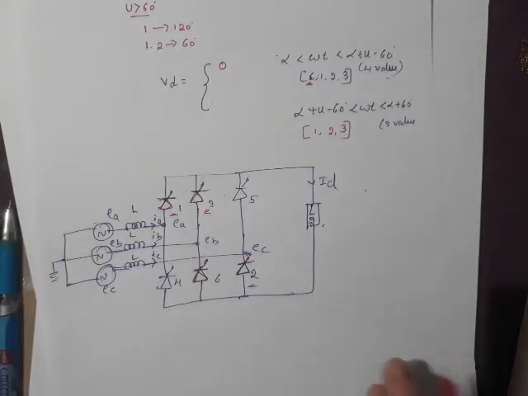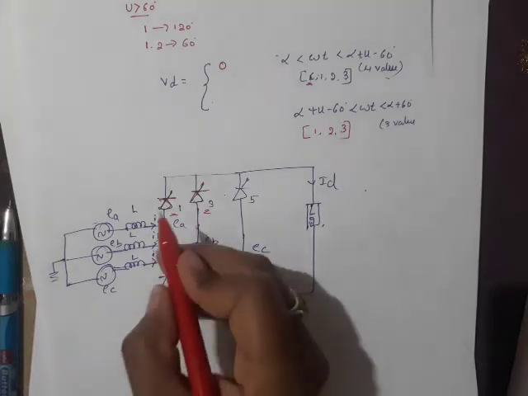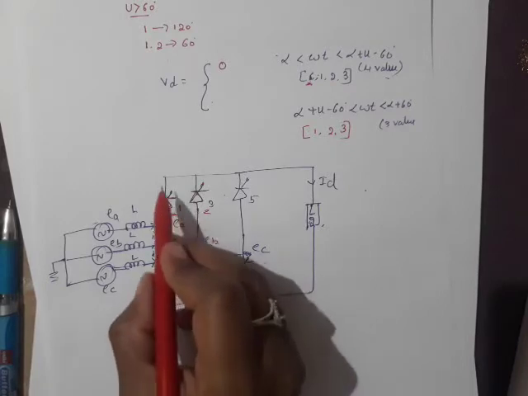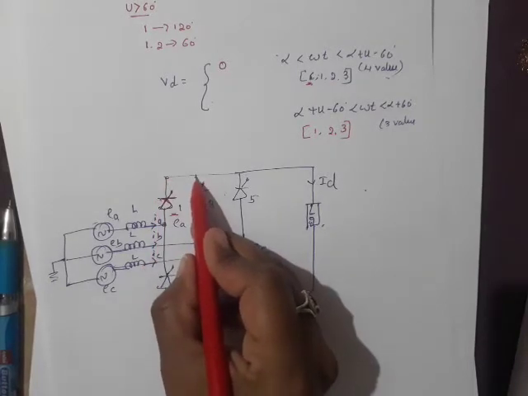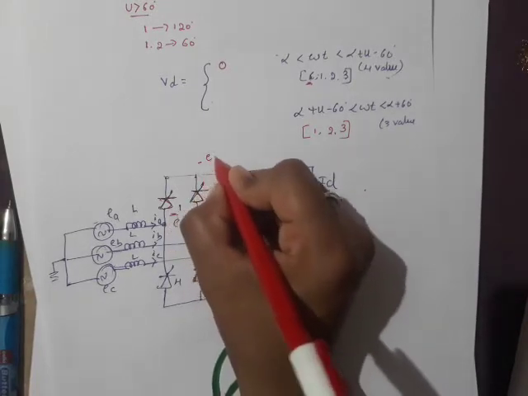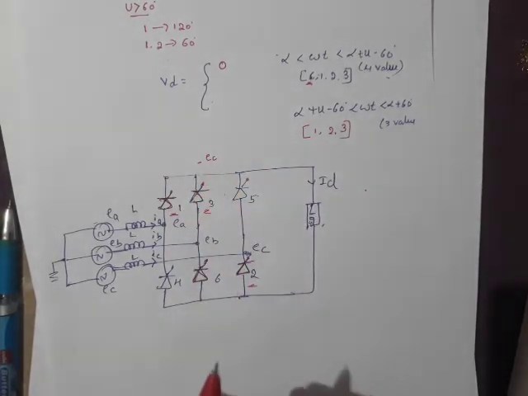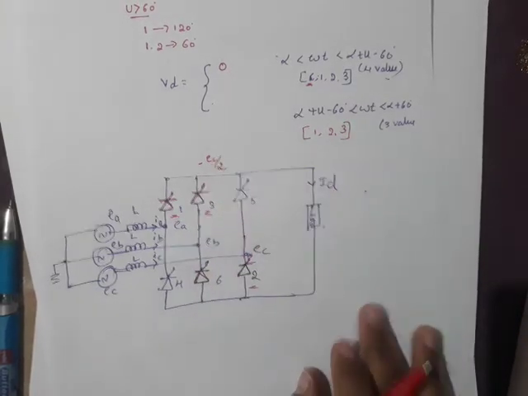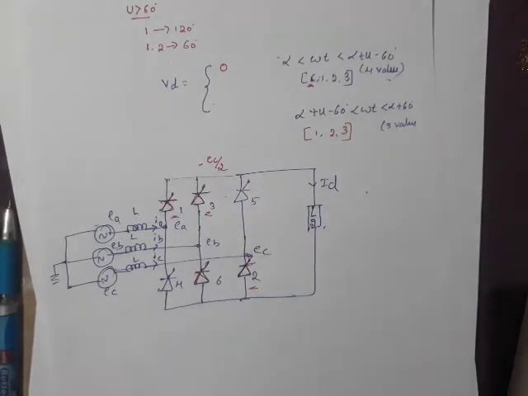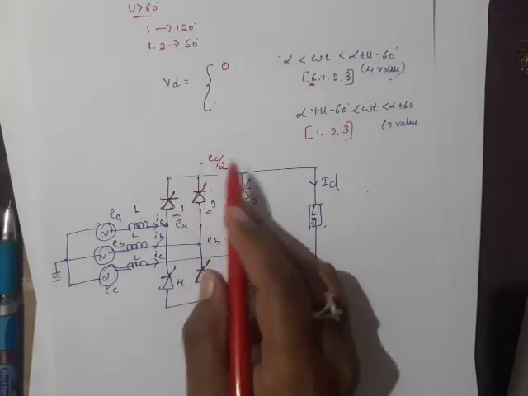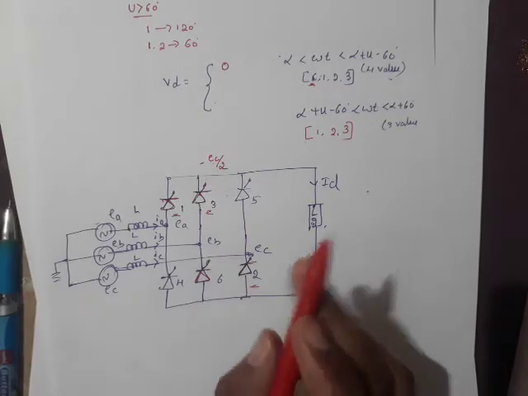We already derived this in the last video for u less than 60 degree. We will use the same pattern. When 1 and 2 are conducting, what is the voltage? Here it is EA, here it is EB. So we will get the voltage as minus EC. And here, minus EC by 2. If you have confusion, please follow the last videos for u less than 60 degree. We will get minus EC by 2. I don't want to derive it again.